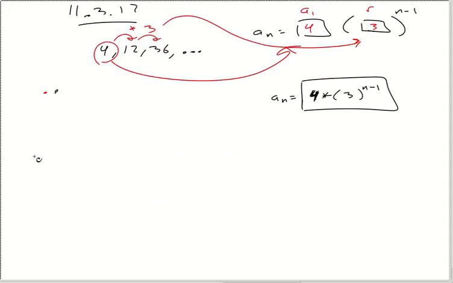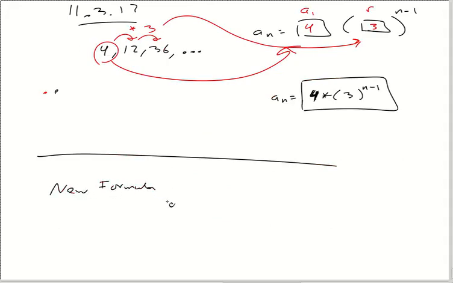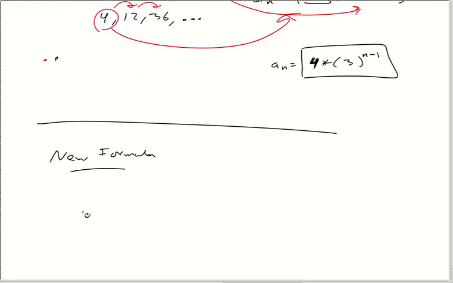Very similar to the last section is what I want to say. And just like the last section, we have a new formula. Oh my goodness. This is for the summation of these geometric sequences to make it a series. So S sub n is equal to A1 times 1 minus R to the N, all divided by 1 minus R. Again, that's my sum. I'm supposed to be adding all these numbers up: 4 plus 12 plus 36 plus whatever.